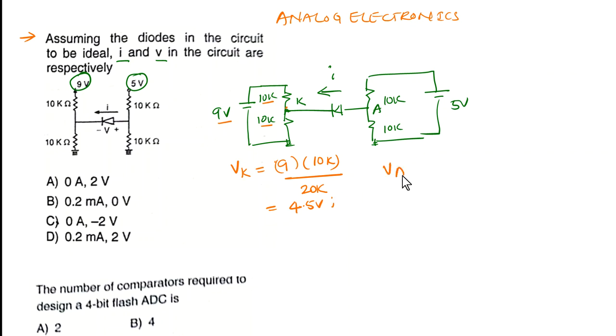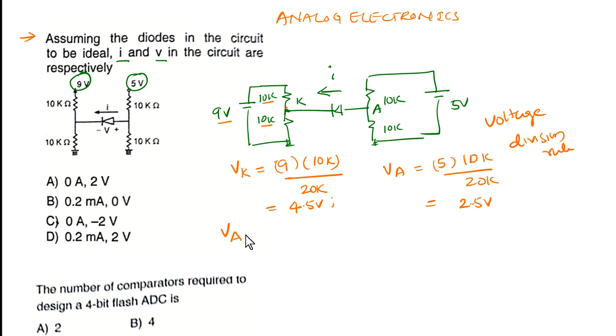And what about the anode? Same concept here. It is 5 into 10k divided by 20k. So I'm applying the voltage division rule here. Based on this concept it's 2.5 volts. Now what is VAK? In order for current to flow, the VAK value should be greater than 0 if it's an ideal diode, or if it's a practical one, it should be greater than 0.7 volts.